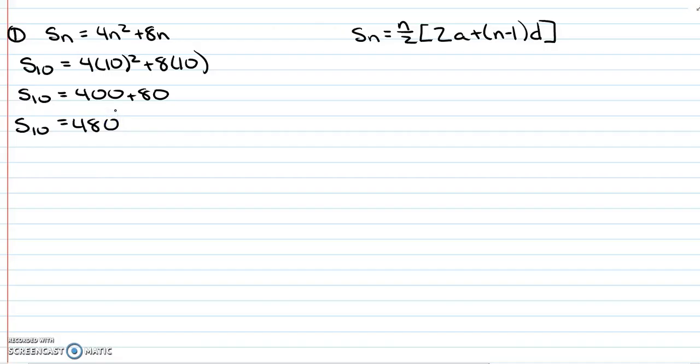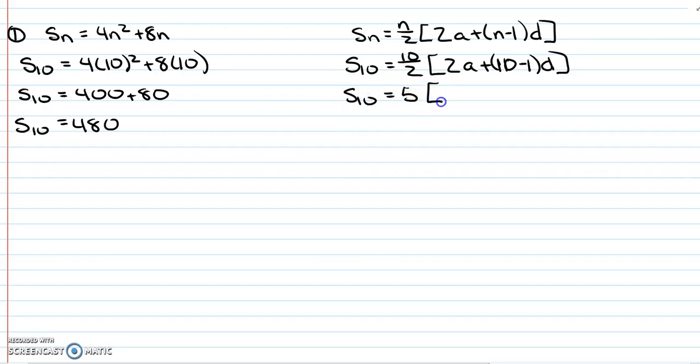Now if we look to the right and focus on this second equation, we know that the sum of the 10 terms is equal to 10 divided by 2 multiplied by (2a plus (10 minus 1) multiplied by d). Again, we can further simplify this to 5 multiplied by (2a plus 9d). We're then going to use the distributive property, bringing the 5 to both terms inside the bracket, and we get 10a plus 45d.